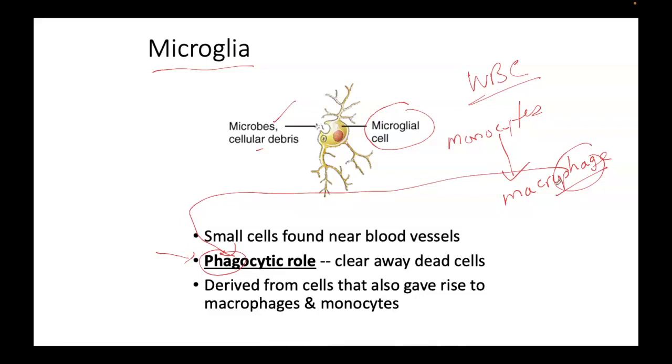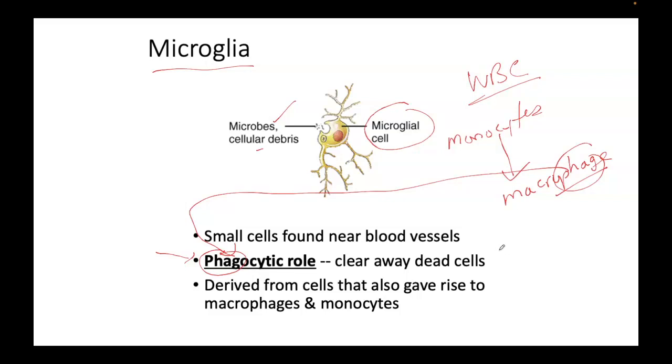So monocytes become macrophages. Macrophages are found in tissues. Monocytes are in blood circulation. When the monocyte finds damaged tissue, they move into the tissue and now they become a macrophage. When the monocyte moves into the neural system, it's called a microglial cell. When it moves into the lungs, it's called an alveolar dust cell.